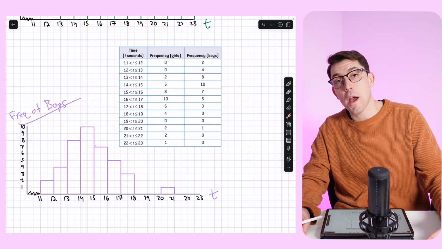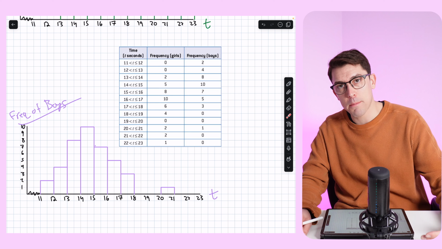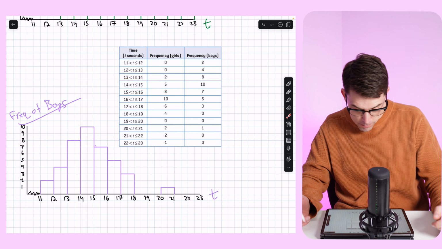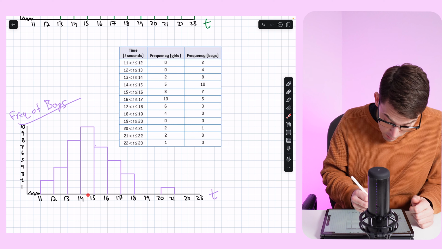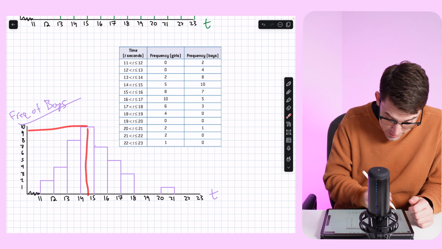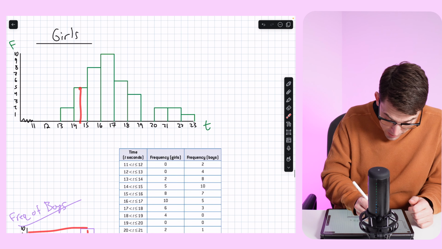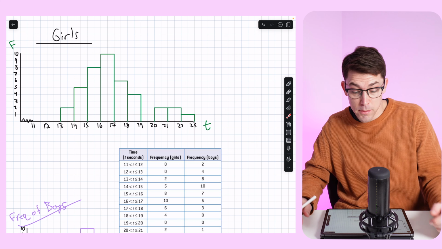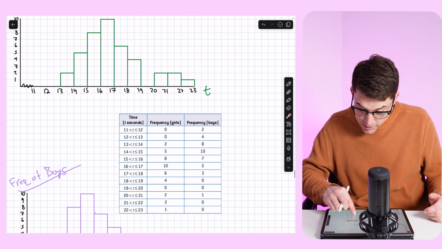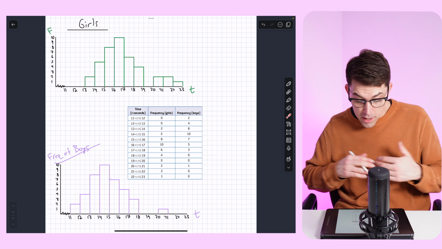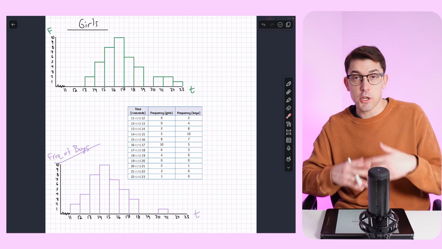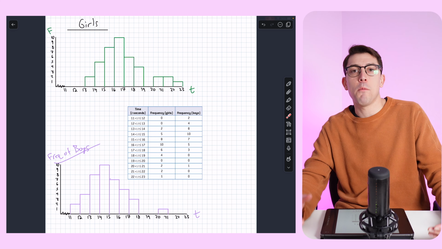That is how you draw a frequency bar chart, but it's also how you can interpret it, because I could ask, how many boys finished between 14 and 15 compared to girls? Well, I could look at my bar chart: from 14 to 15, I had 10 boys and 5 girls, so I had half as much. It is really nice to look at these and see the differences between the two, and it helps give an accurate representation of the way the data is spread out in a more visually appealing way.